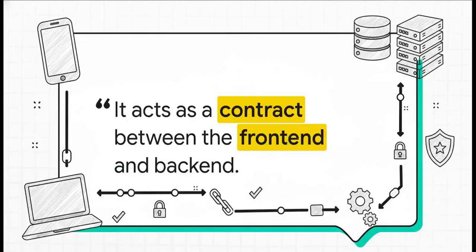And this leads to a really powerful idea. The schema acts as a contract. It's this unbreakable agreement between the front-end team, the people building what you see, and the back-end team, the people managing the data. If a developer tries to ask for something that doesn't exist, something that's not on the menu, the system just says, nope, right away. This prevents so many bugs before they ever have a chance to happen.